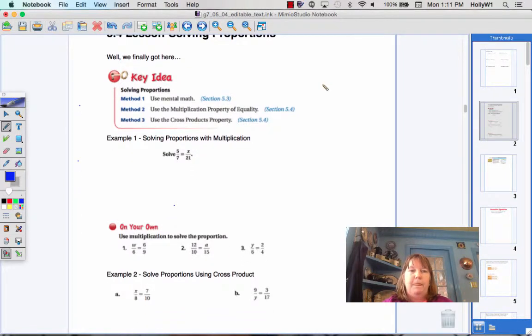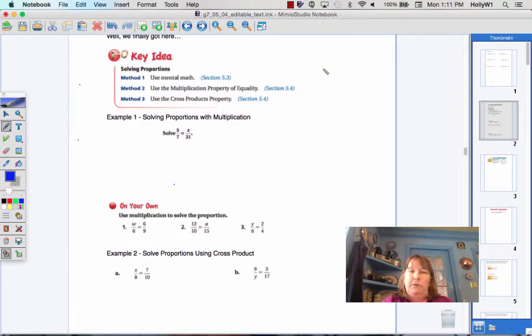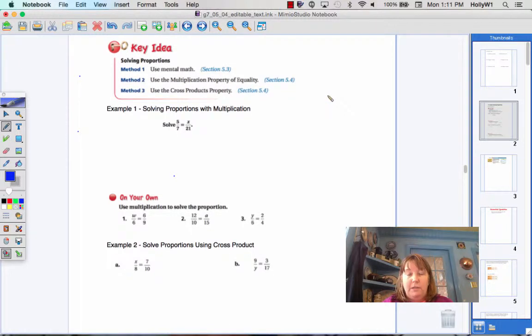We finally got here. So there's a bunch of different ways we can do it, and we've sort of gone through a lot of these already, so this isn't going to be that difficult. You can use mental math. 7 times 3 is 21, so 5 times 3 would be 15. You can use the multiplication property of equality, which I'll show you. And we can also use cross products. 5 times 21 is equal to 7 times x. Divide both sides by 7, and x is equal to, well, whatever that is. But we'll start with the multiplication property of equality.